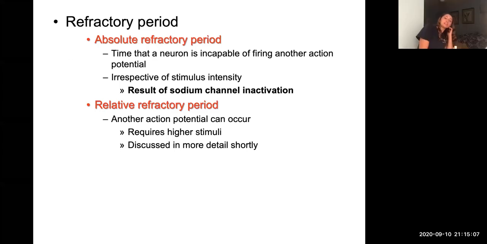Okay, so relative refractory period, another action potential can occur. During that period after negative 70 millivolts, if the stimulus is big enough, it could get back to threshold, but it doesn't because it needs a higher stimulus to do so.